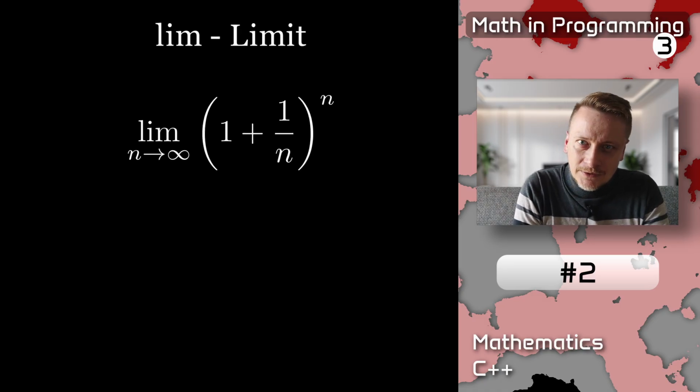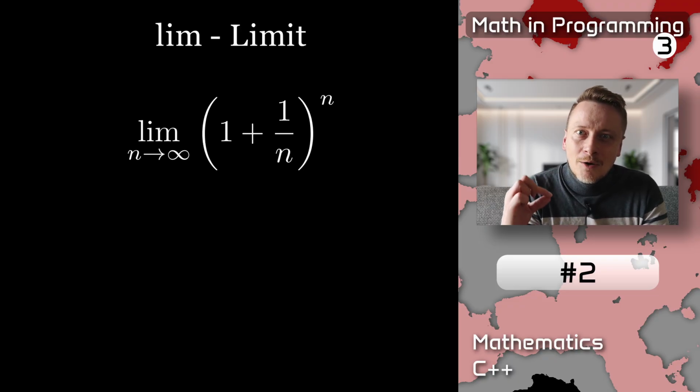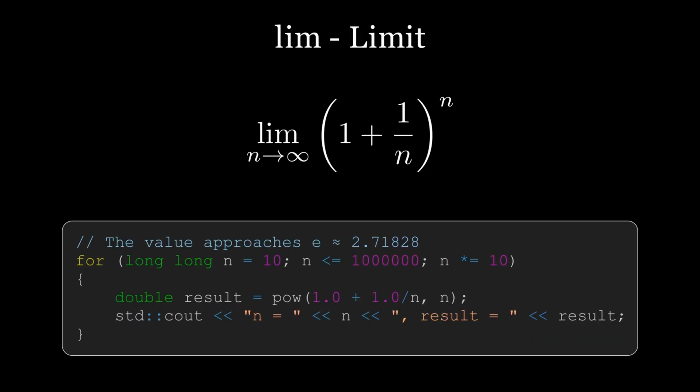Next, let's explore the limit. If you remember, we touched on the abstract concept of infinity. The limit is how we mathematically explore what happens on the journey towards infinity. This famous limit defines the constant e.